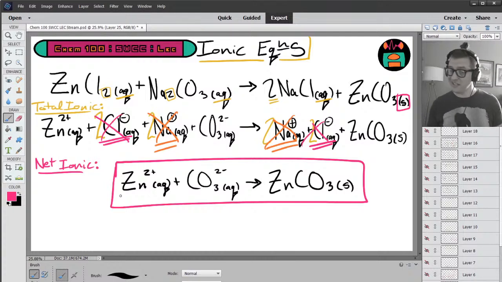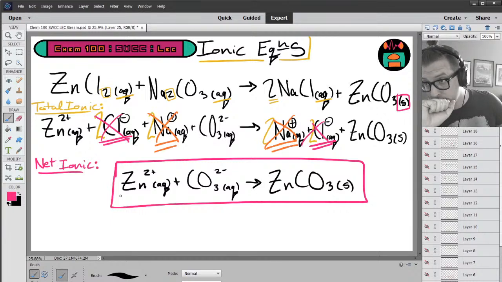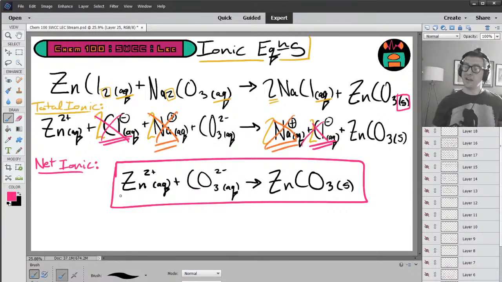All right, that's how you handle it. Whenever you're asked to write the total ionic equation, split up all your aqueous stuff. Whenever you're asked to write the net ionic equation, you still have to write the total ionic equation because you still need to split everything up to identify your spectator ions. Once you've identified your spectator ions, cancel them out. Whatever's left over is your net ionic equation. Cool? All right.